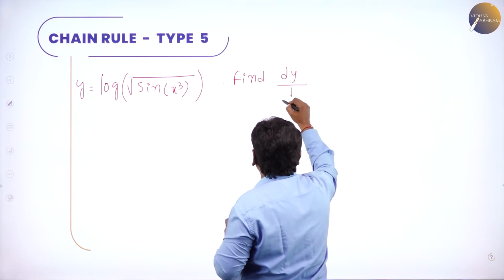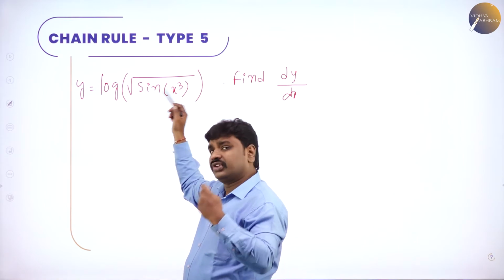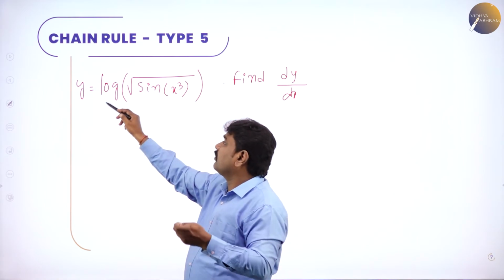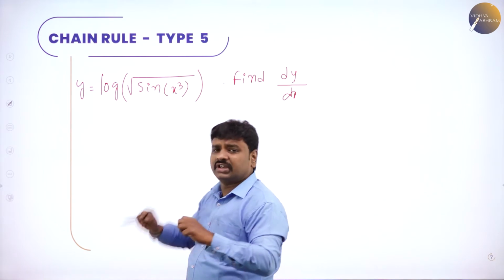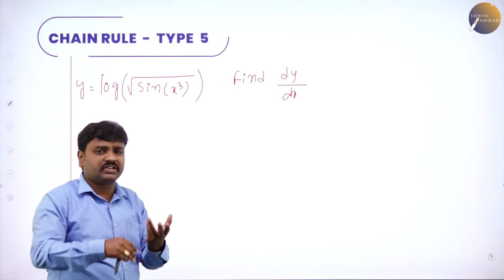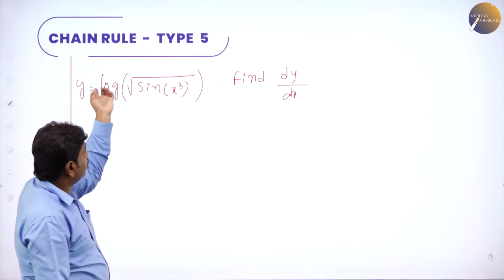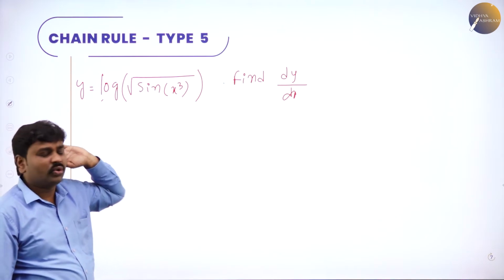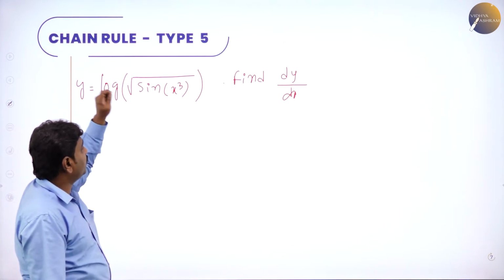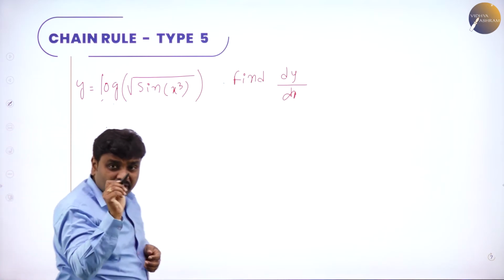Inside log we have root, inside root we have sine, inside sine we have x. Function of function, it is a composite function. If a function is present inside another function, it is composite. Now, chain rule is external formula into derivative of internal function. What is external? Log. So use the formula for log.